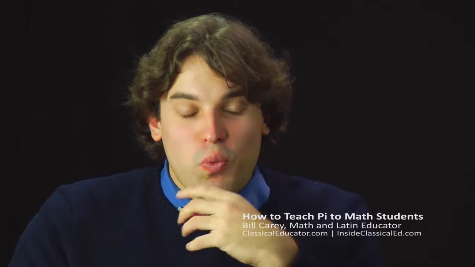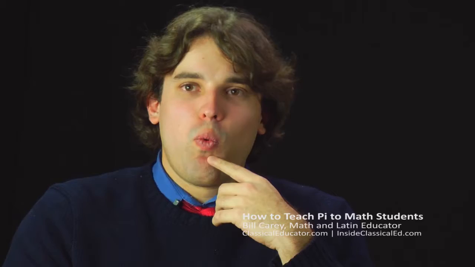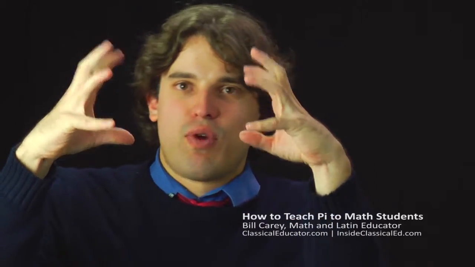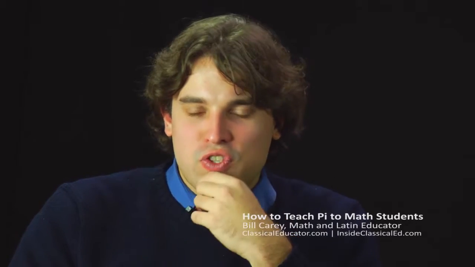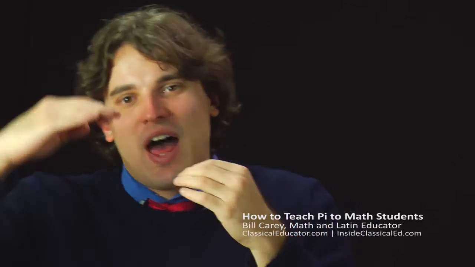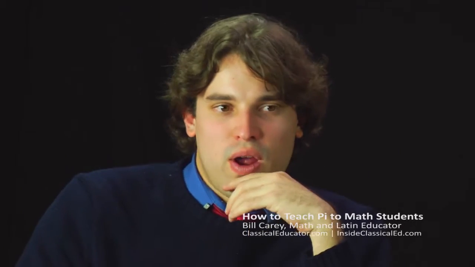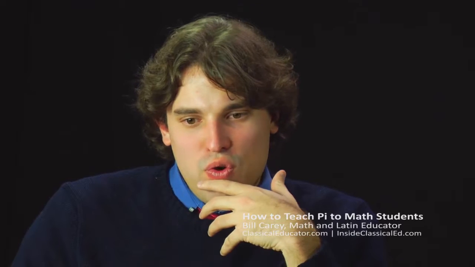So I set the students to working through it. It took them a while. Eventually they said, well, what if we draw a square inside and we draw a square outside? We know that the ratio is somewhere between those two things. I said, okay, that's a good start, but it's not real accurate, right? There's a lot of area that's outside the square, and then there's a lot of area that's not inside the bigger square. What do you do about that?